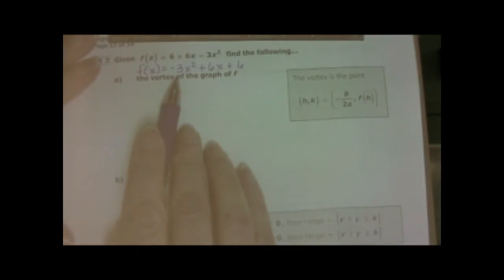So the first thing we're asked to find here is the vertex of the graph. Now, let me stop for a minute. Is this going to have a minimum or a maximum? Well, A is negative, so it's concave down, which as you recall looks like this, which means it's going to have a maximum value. So my h is negative b over 2a, which is negative 6 over 2 times negative 3, which is negative 6 over negative 6, which is 1.